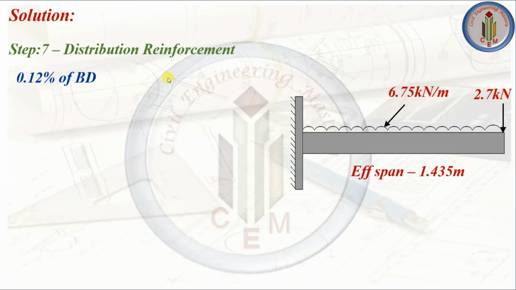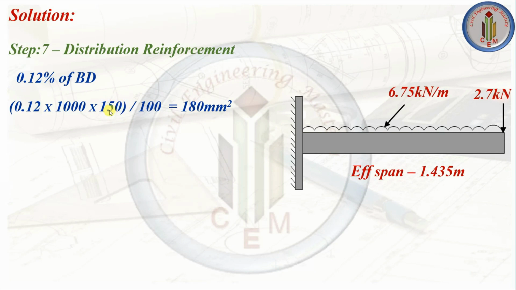Next, let's calculate the distribution reinforcement. This is also very important. Always we need to provide the distribution reinforcement. To calculate distribution reinforcement, the formula is 0.12% of bD. Here bD is the cross sectional area, so we need to consider the overall depth, not the effective depth. So 0.12 multiplied by breadth multiplied by overall depth.